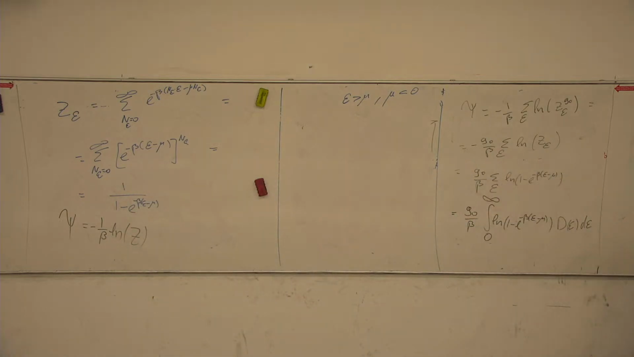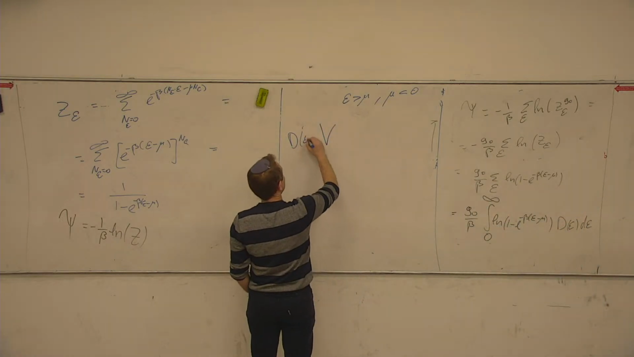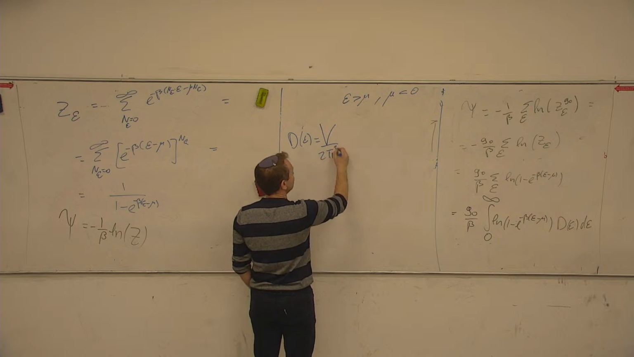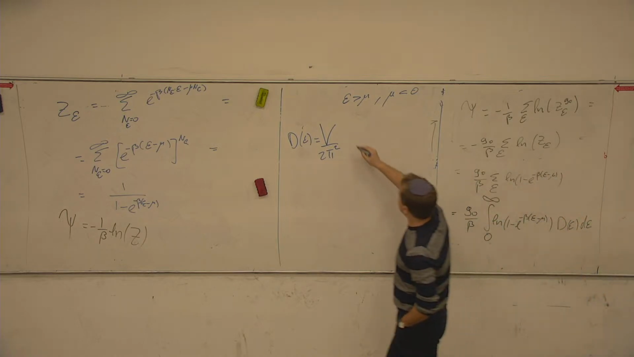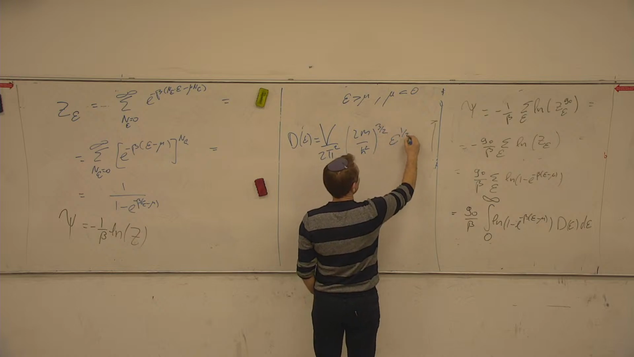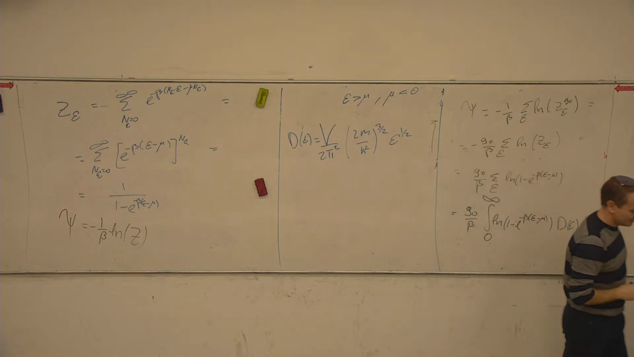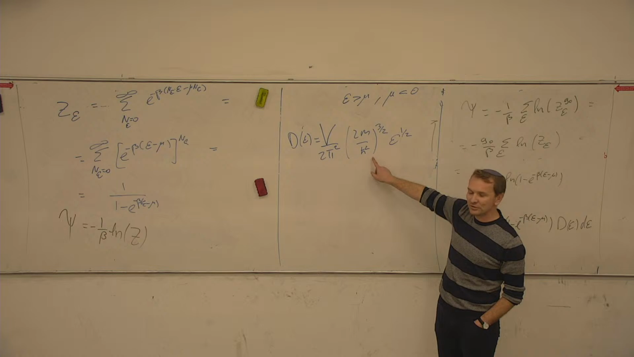Now, what is the d epsilon? V over 2 pi squared. No, we have something else. 2m over h bar squared to the 3/2, epsilon to the 1/2. Yep. I think this is what we have. You don't agree with me? Do you remember this formula?